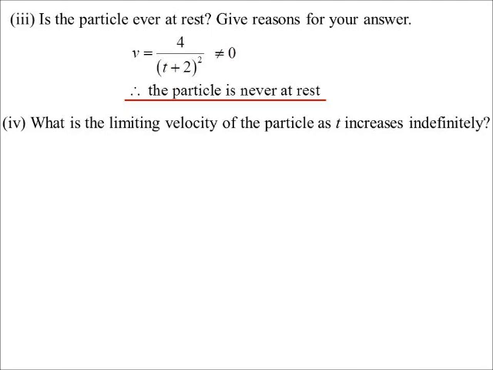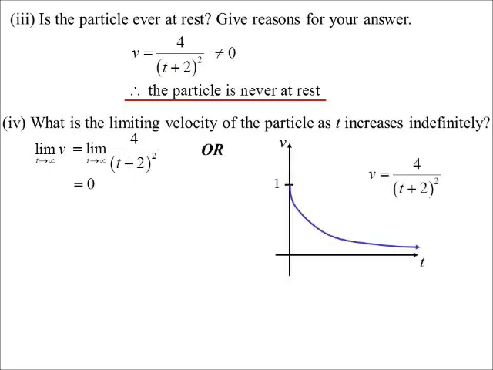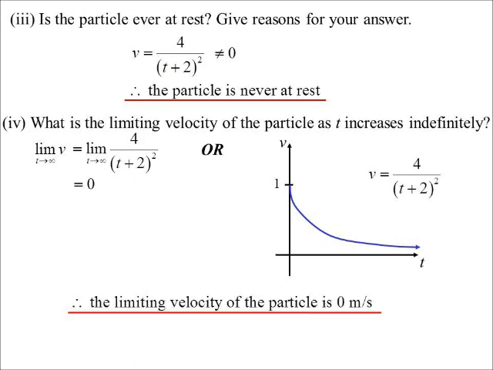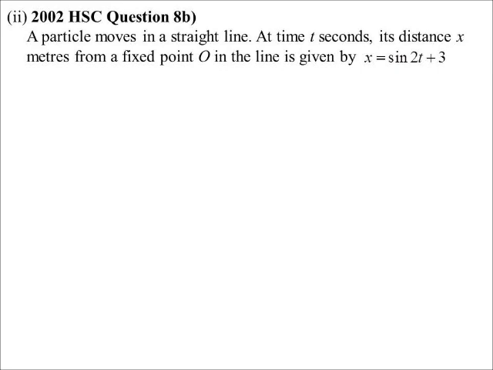Okay, so if it's never at rest, what's the limiting velocity as t? Well, okay, so we're basically saying, what's the limit as t approaches infinity of velocity? So it's just a limit question. Think of the graph. I find that probably the easiest way of doing it, but it ends up being 0. But as I say, if you think of the graph, there's the graph, and then it's very obvious what the limiting velocity is. You just look at the graph. Oh, look, the asymptote is 0, so that's where it's off to. Okay, let's do another one.